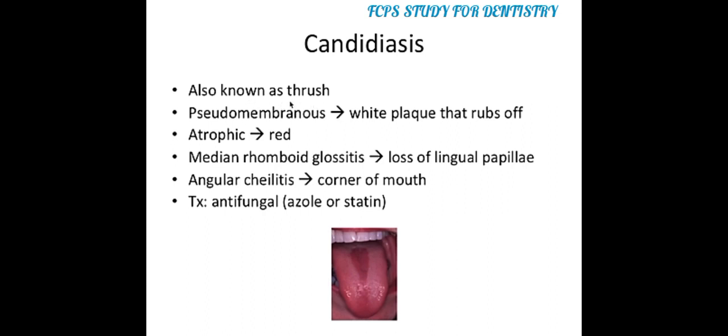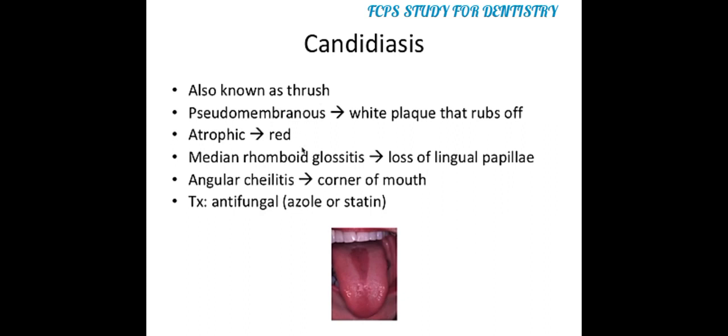Pseudomembranous is one of the types, and it's a white plaque that rubs off. So if you remember back to oral hairy leukoplakia, we talked about a white plaque on the lateral tongue that doesn't rub off, but this one does. So that's a really, really important distinction there.